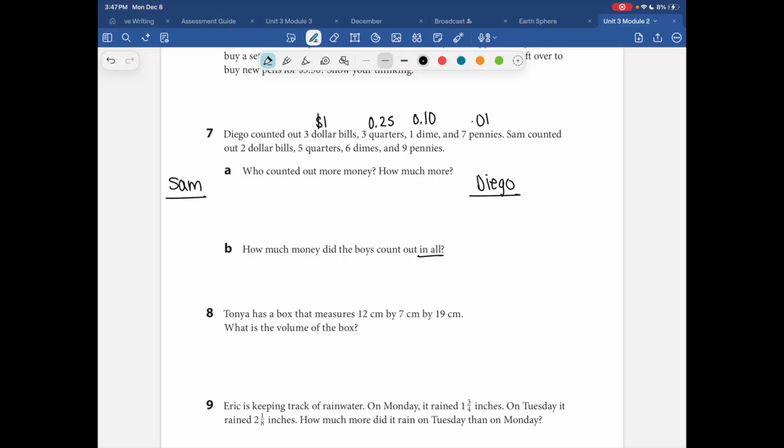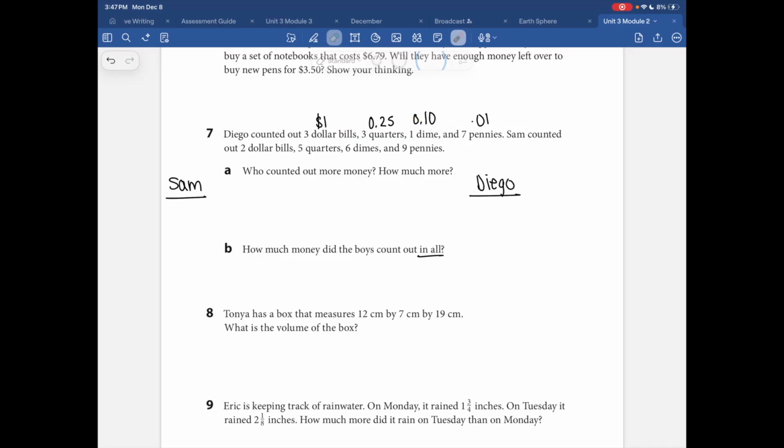And then it says how much money did the boys count in all. So if we want to know how much they both had combined, thinking about what operation, adding, subtracting, multiplying, or dividing, what operation would you do to figure out how much they had together? But first, before you do anything, I would figure out how much money Diego has and how much money Sam has. I would not just go ahead and add these together.